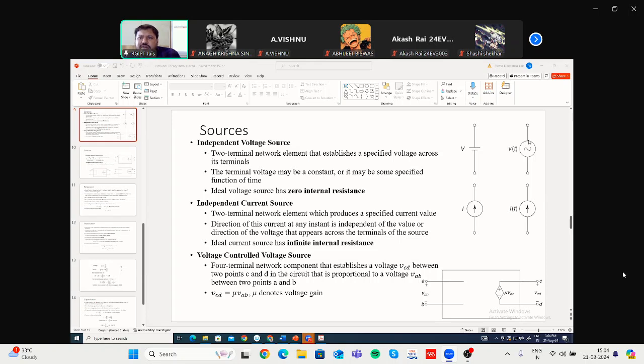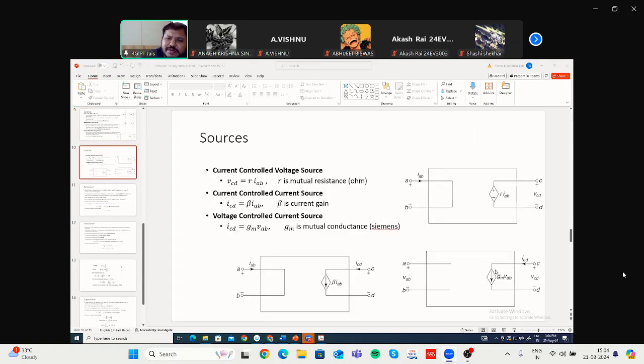Independent sources are mainly denoted using this circle. Inside the circle something will be given: a plus and minus denotes a voltage source. If it is an arrow pointing upward or downward, then that will be a current source. When you see this diamond shaped structure, it will definitely be a dependent source. Again, inside that diamond structure, if you see plus and minus, it will be a voltage source. Similarly, in the diamond shaped symbol, if there is an arrow facing upward or downward, that denotes a current source.